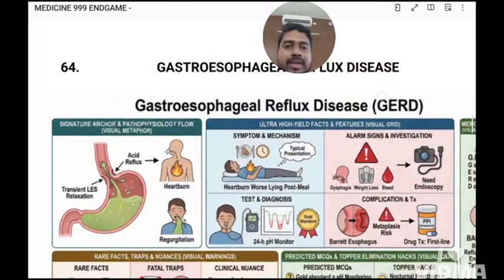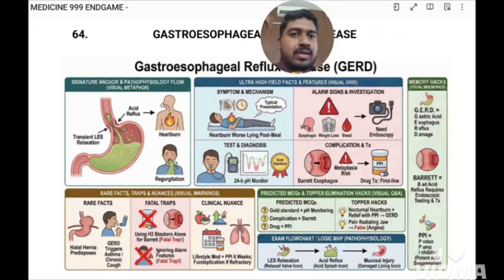Yes, we'll go on to the next topic, that is GERD. A simple topic where you shouldn't lose any marks. So there will be transient lower esophageal sphincter relaxation, as a result of which there will be acid reflux. There can be regurgitation also in some cases. So typical presentation is at night time when the patient is lying supine, and heartburn worsens when lying down.